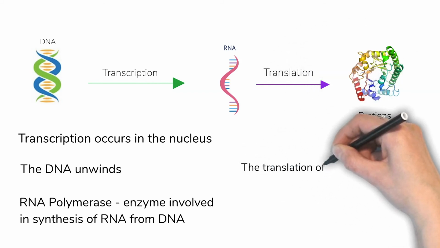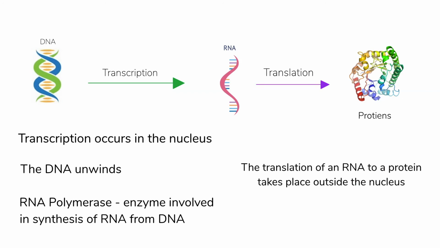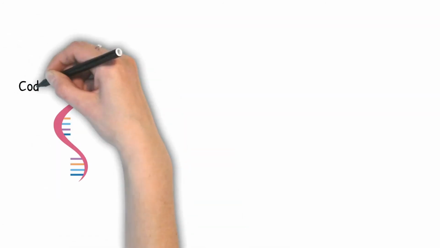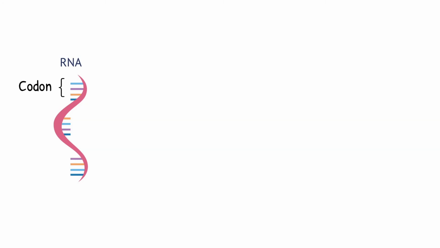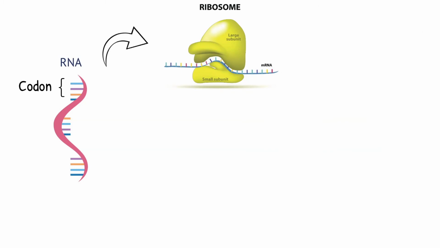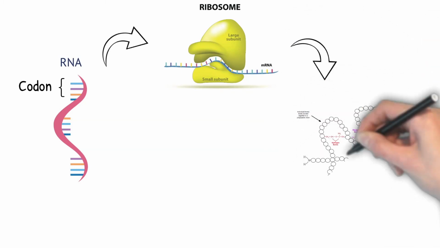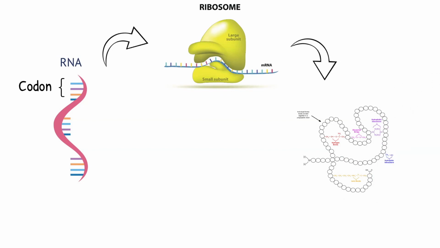The RNA is transported outside the nucleus to a ribosome, where the translation of this RNA to protein takes place. During translation, the ribosome reads 3 nucleotides of RNA at a time, and complementary amino acids are brought by tRNA, or transfer RNA, making a chain of amino acids as the ribosome reads through the RNA. One RNA codon is made up of 3 nucleotides which codes for one amino acid. When the ribosome reaches the stop codon, the chain of amino acids is released.